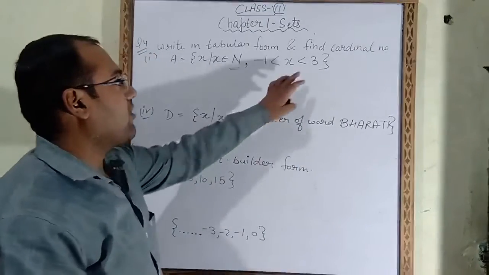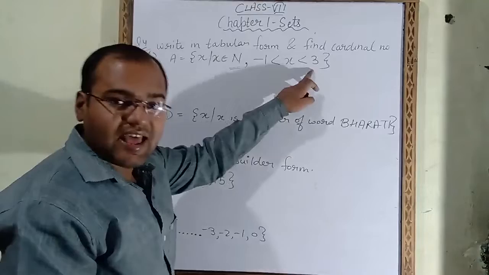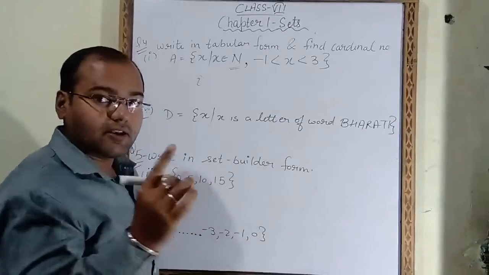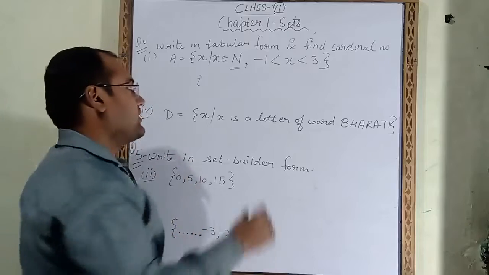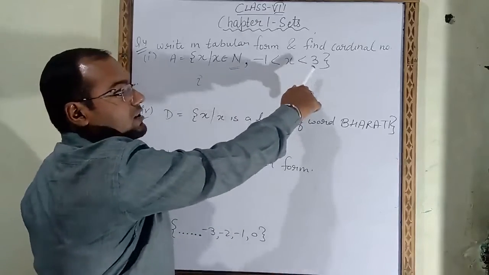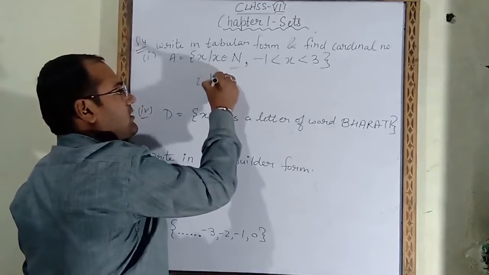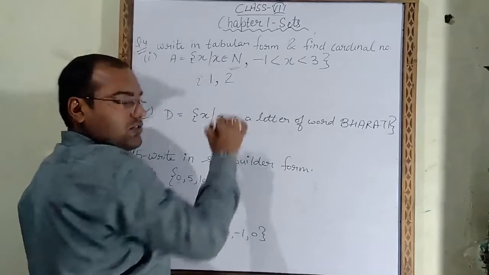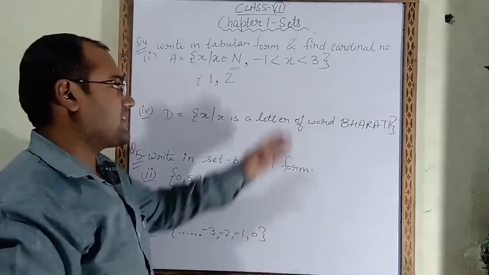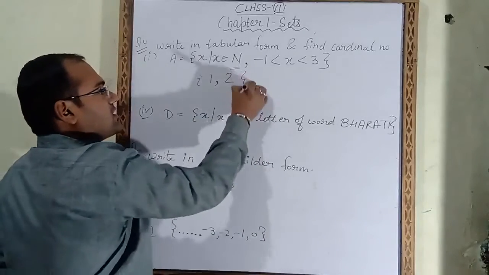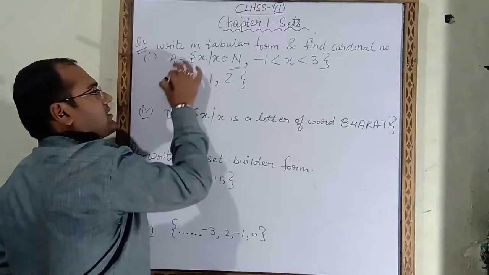So we have to write all the natural numbers less than 3. Natural numbers start from 1. We have to write all the natural numbers less than 3, so 1 is a natural number, 2 is a natural number, but we have to write less than 3. So only 2 numbers we have to take, 1 and 2. These are the answer of set A.